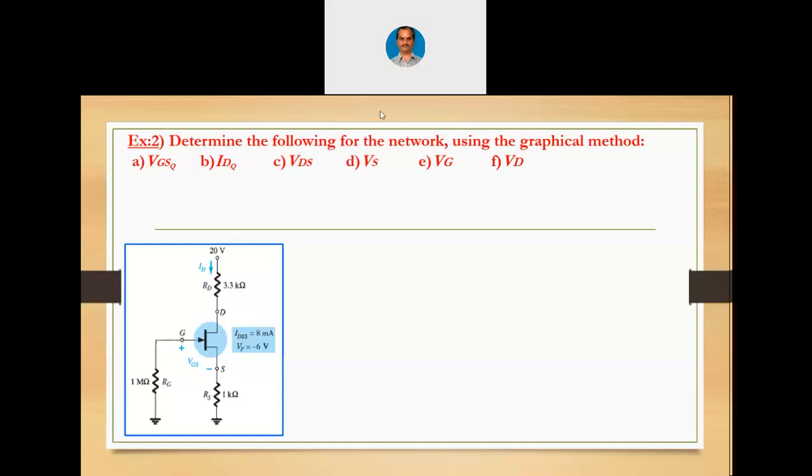I will help you in remembering those equations. Corresponding to 0.3 Vp, it is IDSS by 4. Corresponding to 0.5 Vp, it is IDSS by 2. Remember that. Here IDSS is given as 8 milliampere, Vp is given as minus 6 volts. Using this data, you can plot the transfer curve.